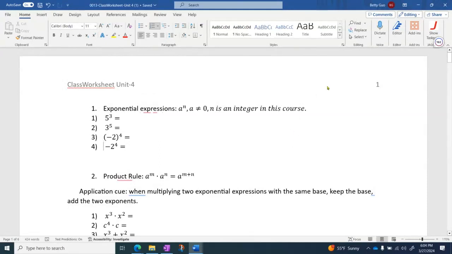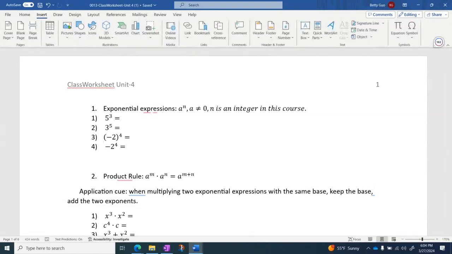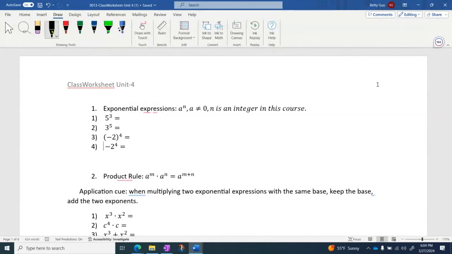The first part is the quantity on the bottom. The second part is a number on the shoulder of the first quantity. So this number is called the base. And another number, a smaller size number on the shoulder of the base, is called the exponent.